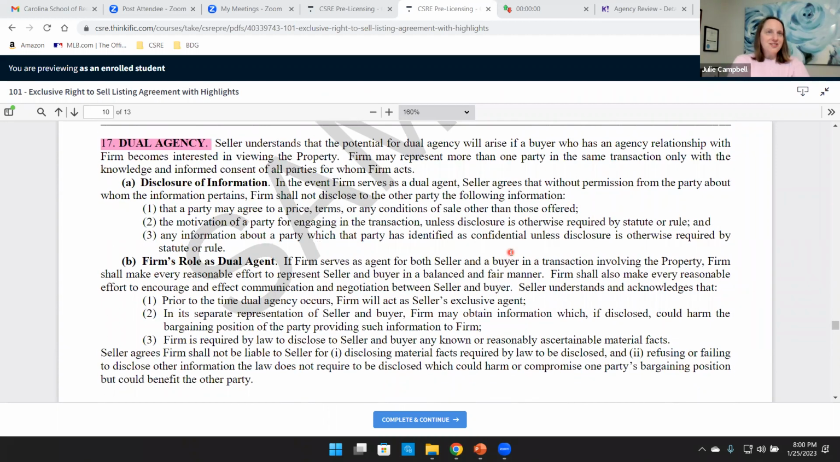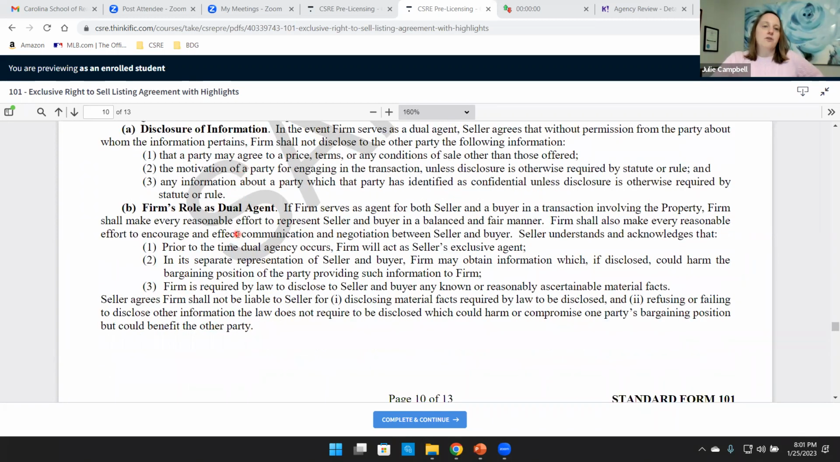Here is dual agency as it's explained to the seller. I really do, if you don't look at anything else, I see you guys glossing over. And I understand that forms aren't the most exciting part about real estate. But do you know what a big part of real estate is? Forms. So like it or not, here we are. If you haven't read dual agency yet, I do suggest you do, because this is the firm explaining dual agency to the seller. So it's a good way for you guys to learn.